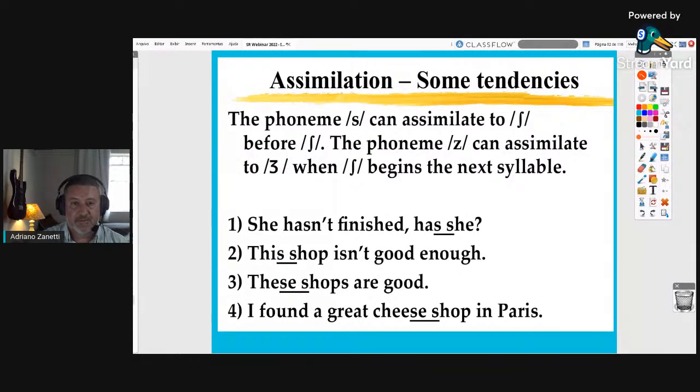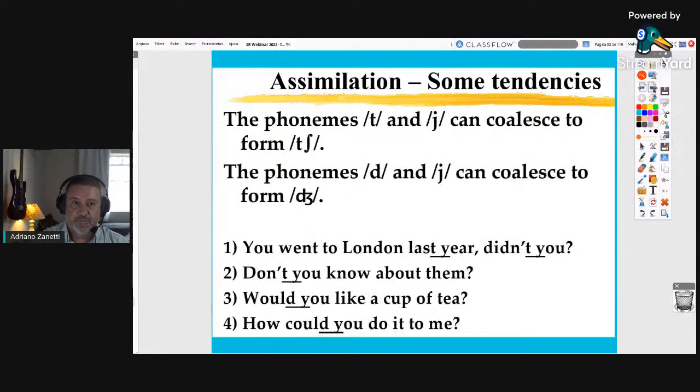Yeah. The sibilants like s, or z, preceded by sh. So this shop has she, has she. Yeah. So something that can easily be drawn attention to. The received pronunciation tends to say last year, didn't you know? But in the streets or in less formal English, you're gonna hear last year, didn't you, don't you, would you, could you? Yeah. So we need to train our students to listen to this.